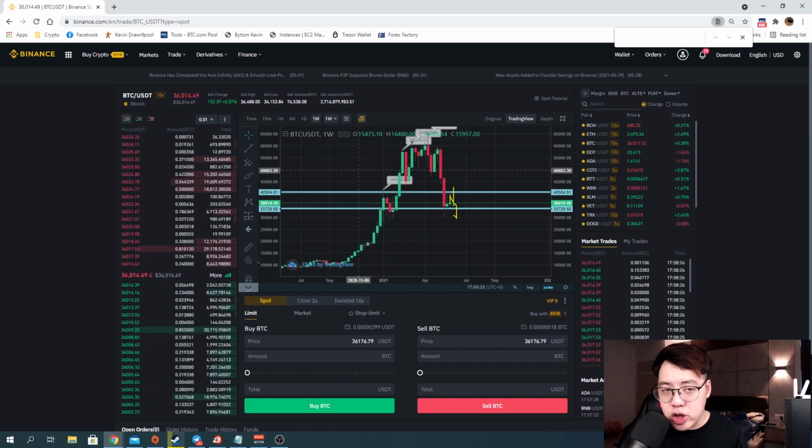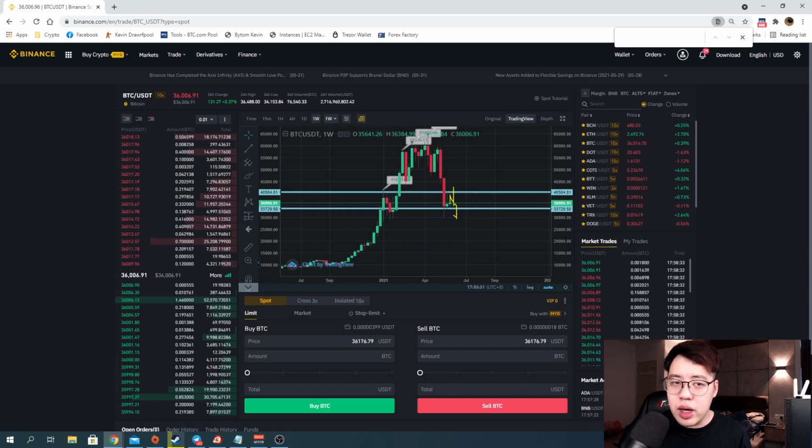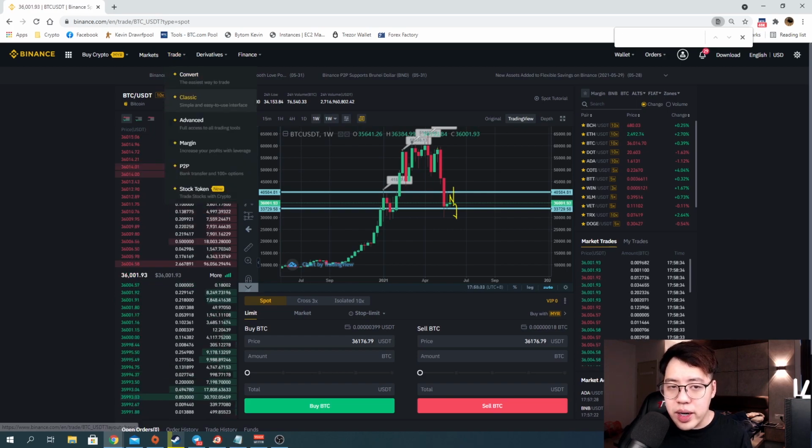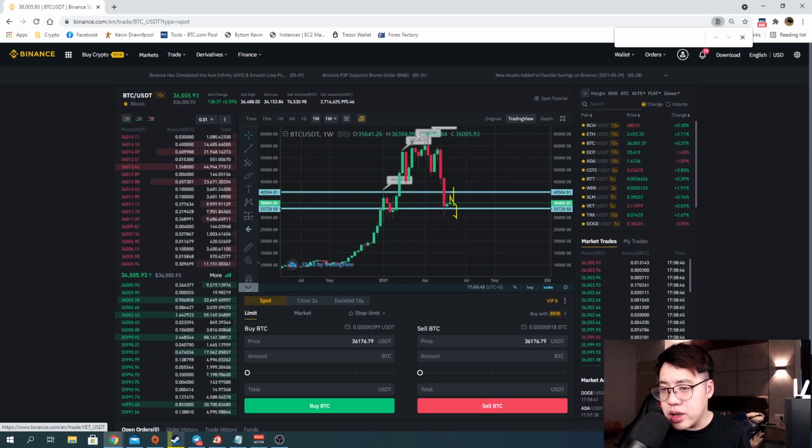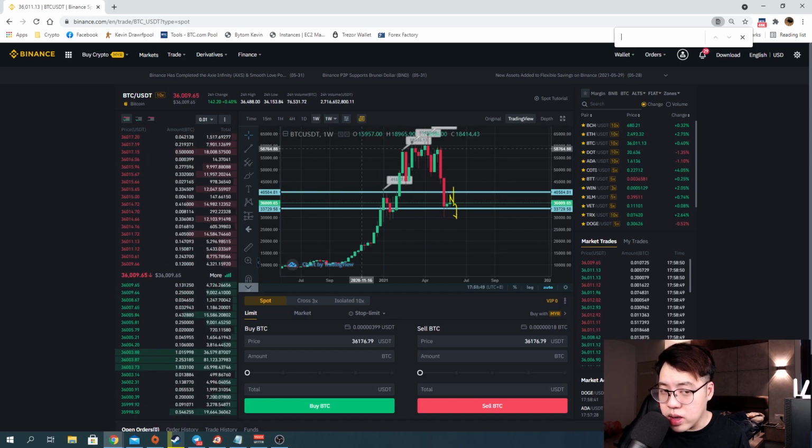And right now this is spot trading. If you don't know how to access spot trading, it's very easy. Just go up to this Trade, go all the way down to this Classic, and this is where you get in. On the right side, you will see the pairings that you can choose. Let's say right now this is BTC versus US dollar.